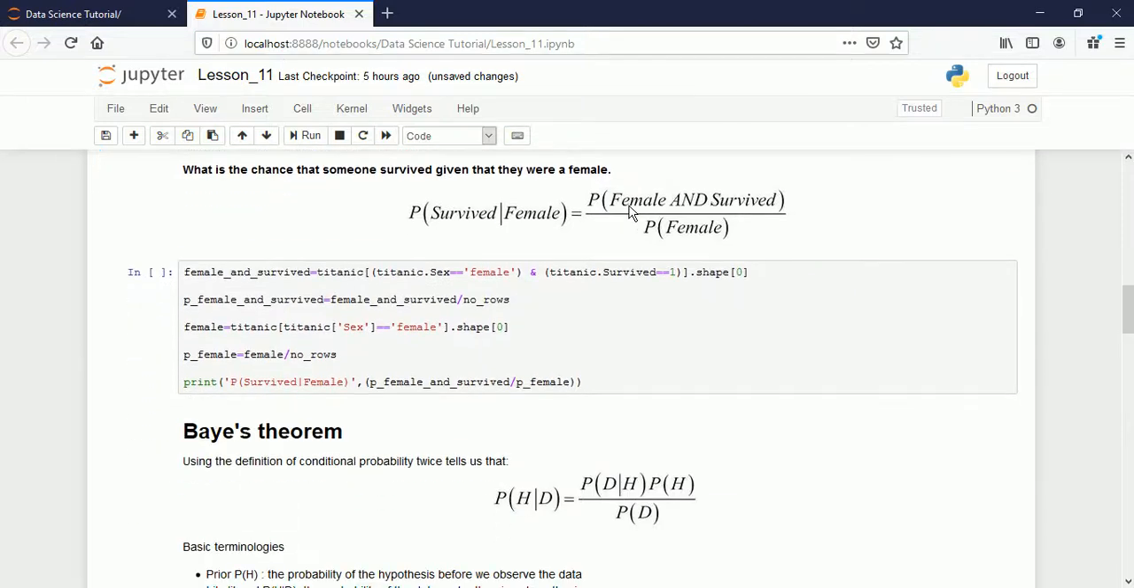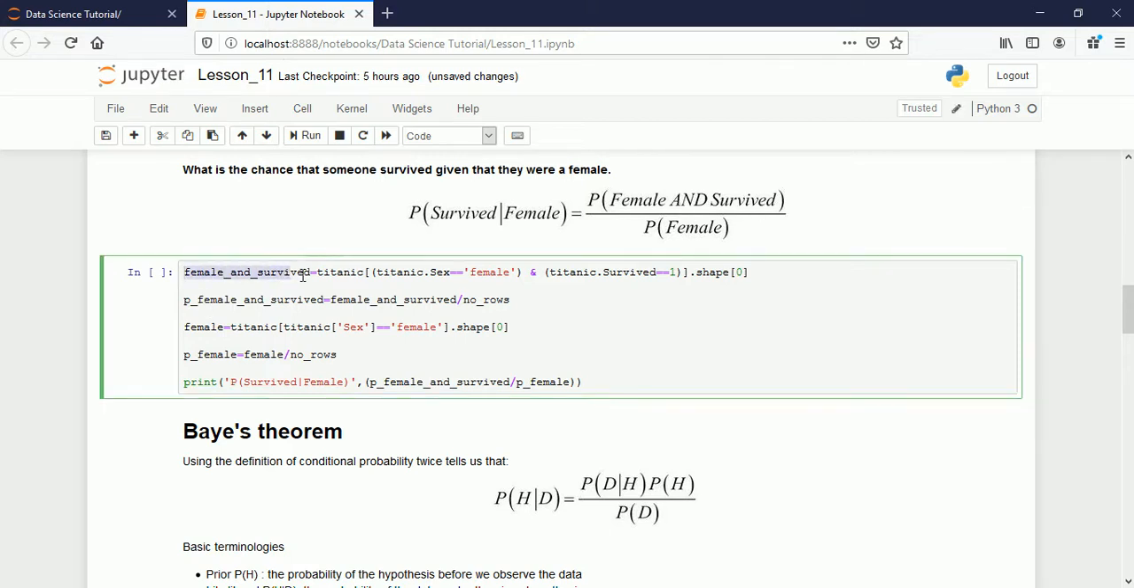How to find this? First I have to find the females who survived. For that I create a variable: you take female, and from the Titanic data you take those who survived. Survived means it is equal to 1; if I put 0 it means died. So now we found all females who survived, and it is stored in this variable.